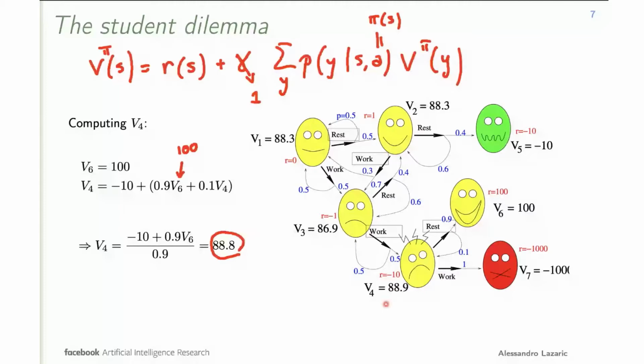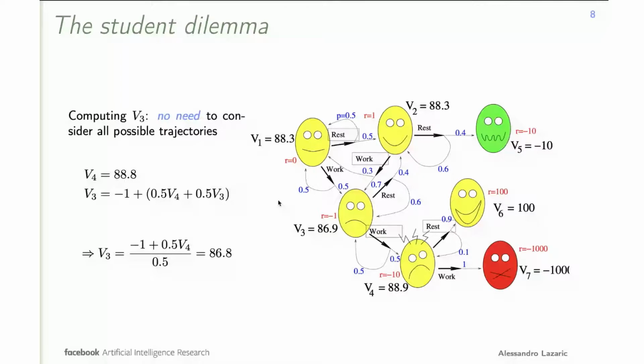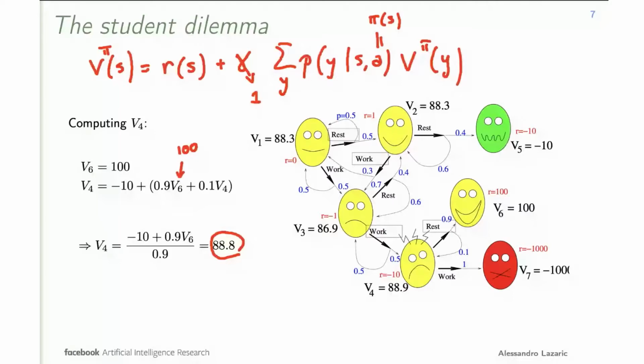And then I can do the same reasoning for all the other states by just listing all the equations that are coming from applying the Bellman equations to the different value functions in different states. So now this is a much easier job with respect to computing the expected sum of rewards, which, again, is an expectation that is tricky to compute exactly, and the sum of rewards might be very long.